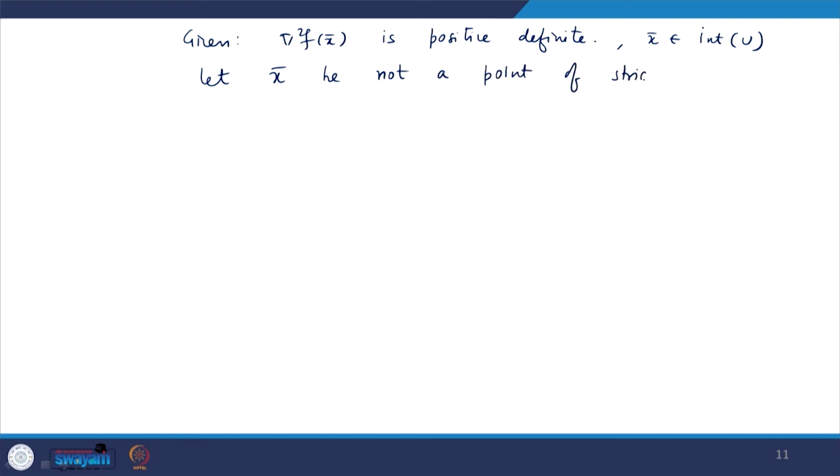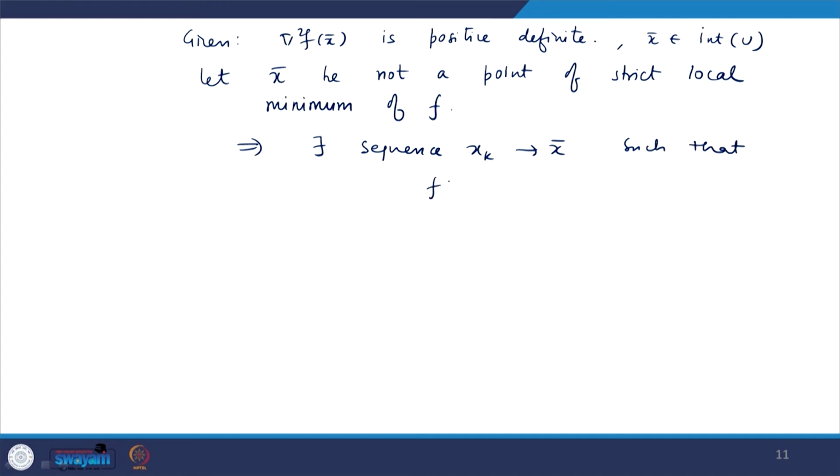Let x bar be not a point of strict local minimum of f. So, if it is not a point of strict local minimum of f, this implies there will exist a sequence x k which converges to x bar such that f x bar is greater than or equal to f x k. Okay, because there will be a cluster of points in the neighborhood of x bar, a sequence I should say, sequence x k.